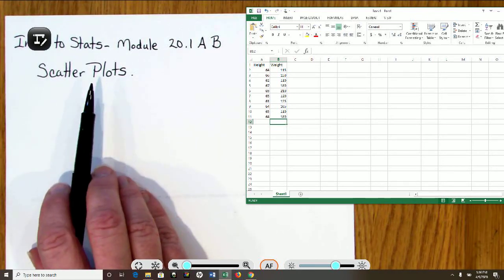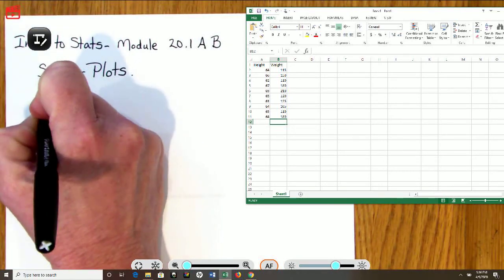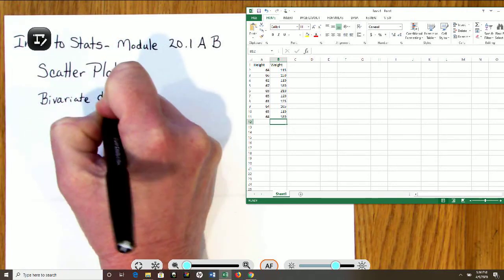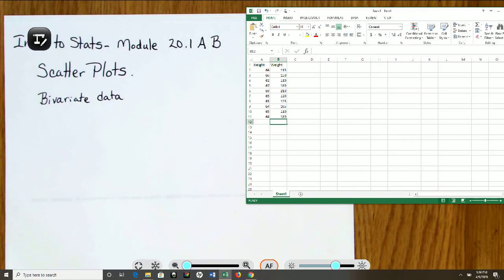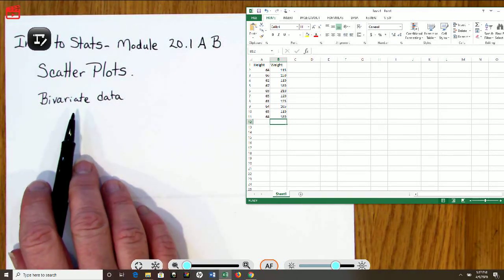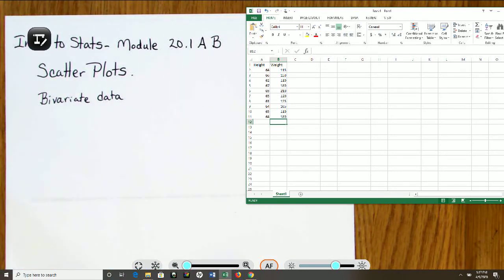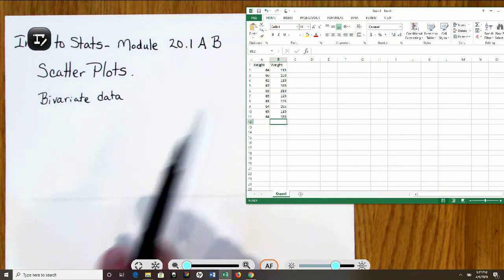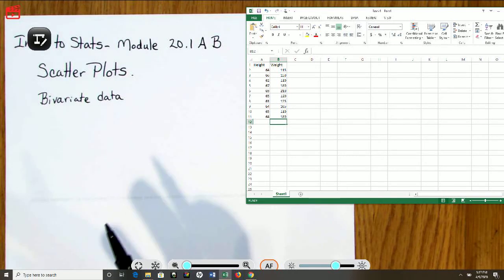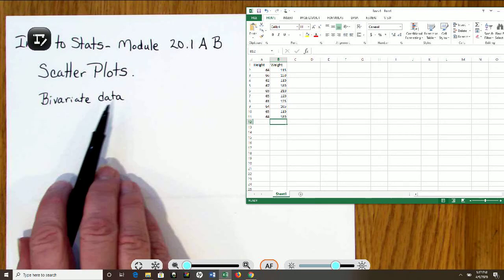And scatter plots are basically when we want to graph something we call bivariate data. Bi does mean two, and variate means that we have two varying measures. So, for example, what I'll be graphing for you is a person's height and weight. That's two different pieces of measurement that we have on people. That's simply what we mean by bivariate data.